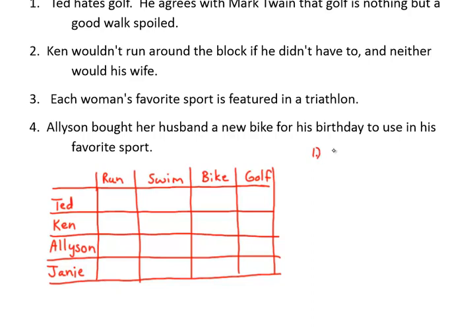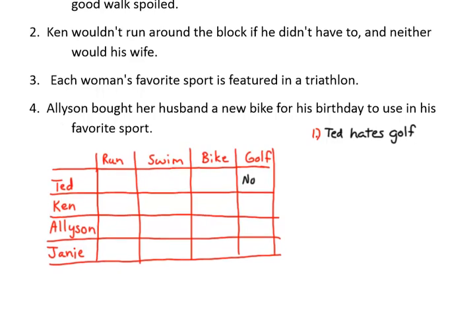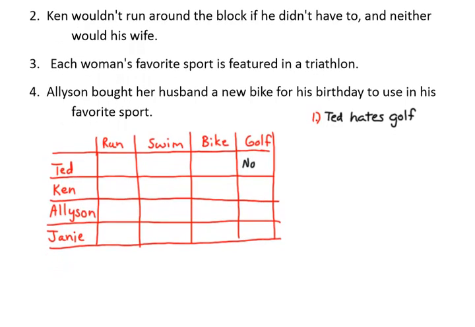Okay, so now we're going to use the clues, and we're going to also write down our steps as we go. So Ted hates golf. So we know that Ted cannot be golf, and so we're going to put a no right here, and we're just going to say Ted hates golf. He agrees with Mark Twain that golf is nothing but a good walk spoiled. Okay, so we're done with that first clue. I don't think we can do anything else with Ted.